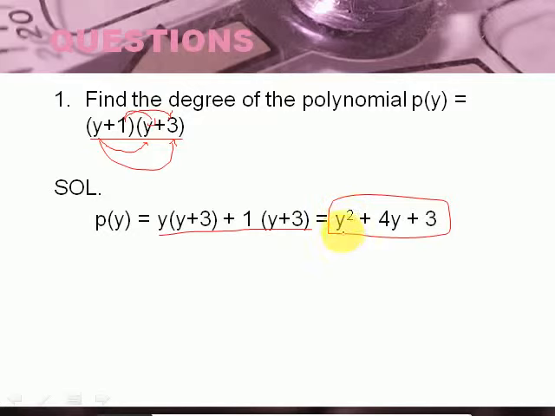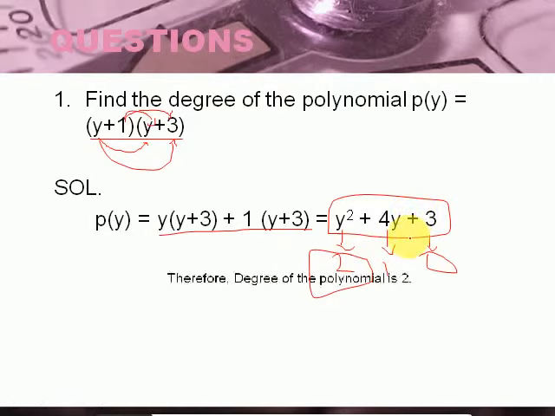So here the power of the variable in the first term is 2, correct? In the second term it's 1, and in the third term there's no variable, so we'll take the power as 0, correct? And thus, which is the greatest power? 2. So the degree of the polynomial is nothing else than 2.